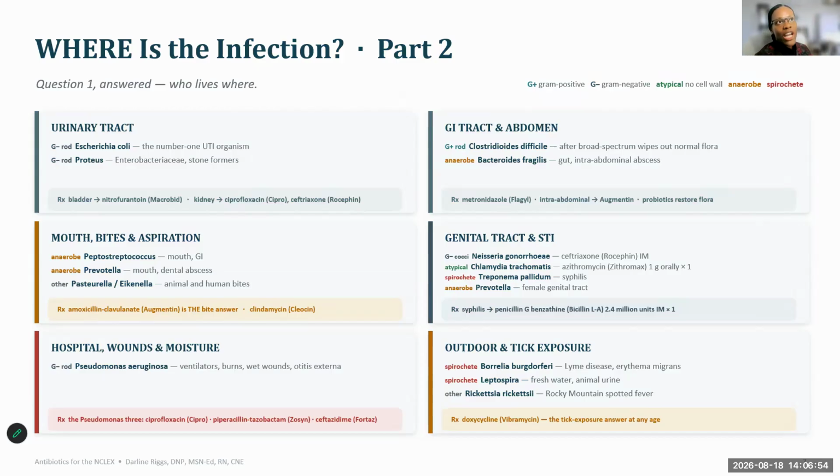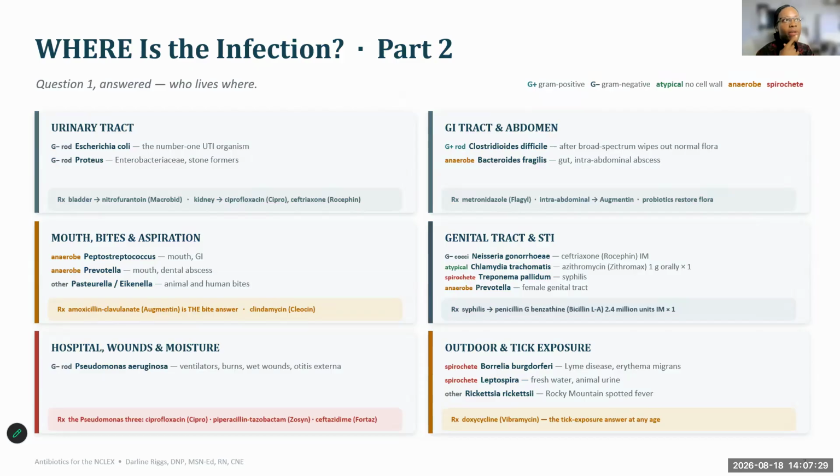If we're talking GI tract and abdomen, that's your gram-positive Clostridium difficile. Those you do want a broad spectrum, so we can wipe out. But remember, whenever we're doing broad spectrum, we're killing everything. So you need to replace those good floras, those normal floras. They need a probiotic after that antibiotic. Your anaerobes, remember, they live in the gut. They don't need oxygen.